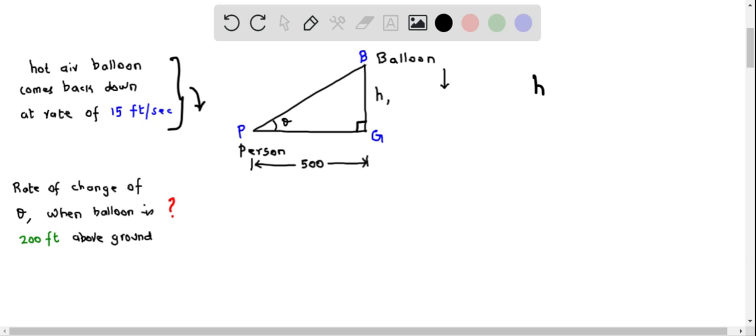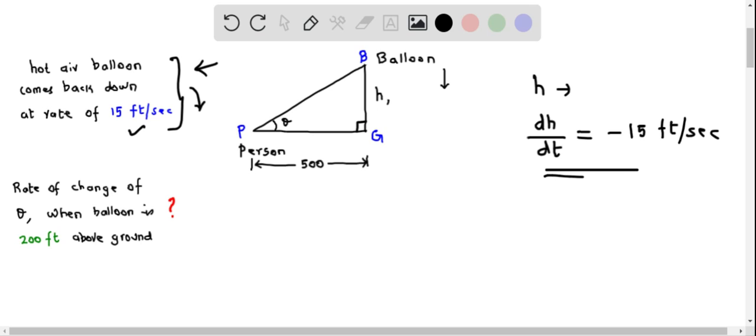So h is the height of the balloon at a certain time, and since the hot air balloon is coming back down at a rate of 15 feet per second, we know that the height is decreasing. So we can denote this by dh over dt. Since there is a change in the height, we write dh over dt, and we put negative 15 feet per second, since the height is decreasing. So we have converted this information into a mathematical equation using derivatives.